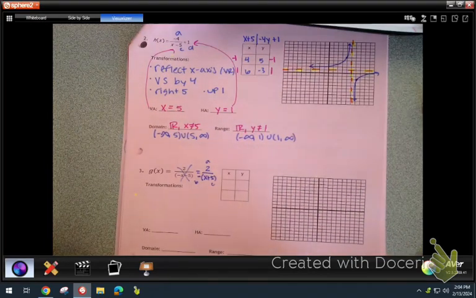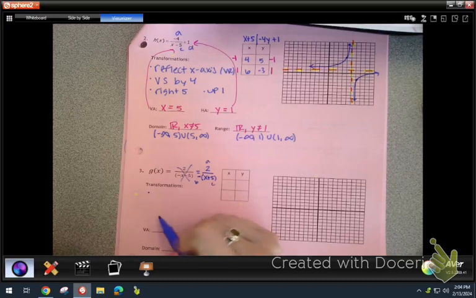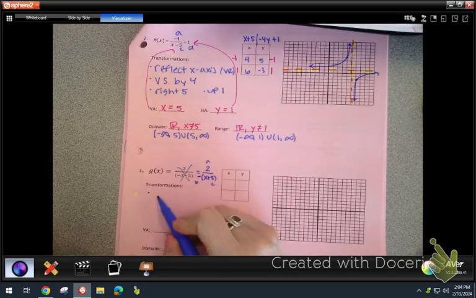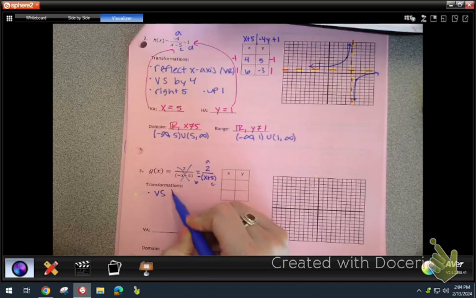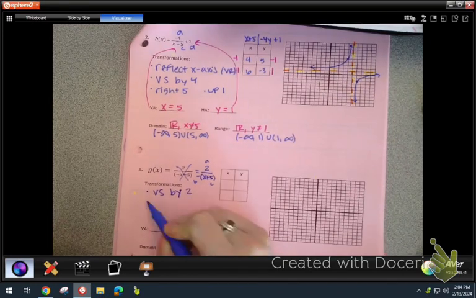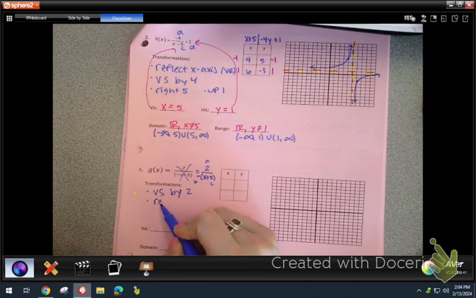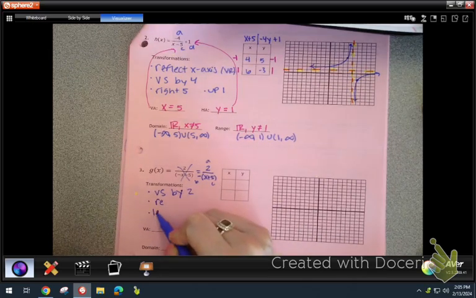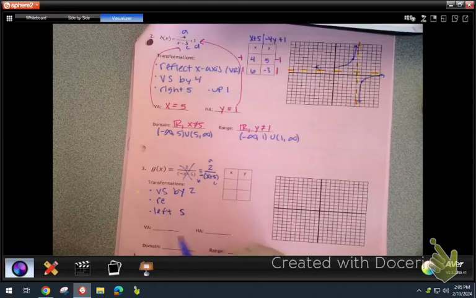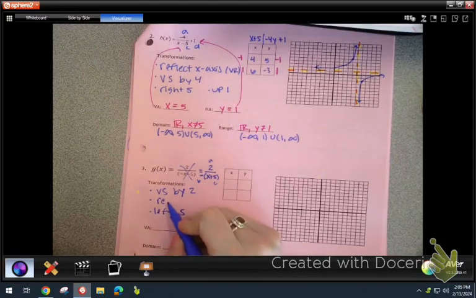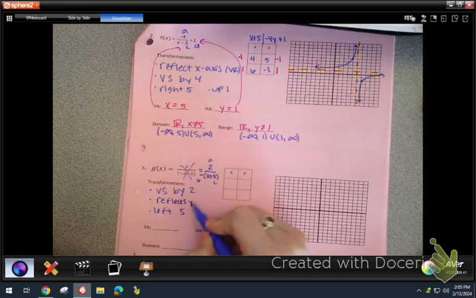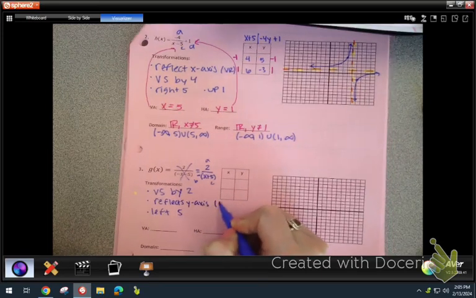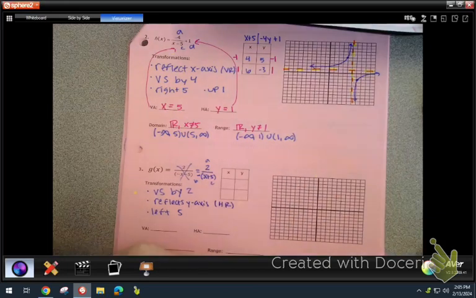You got an A, a B, and a C here. What's our A value do? Vertical stretch by 2. What's our B value do? That's the C value. Is left 5. That is a transformation, but I started writing it. The B value is negative, so it reflects over the y-axis. Okay?